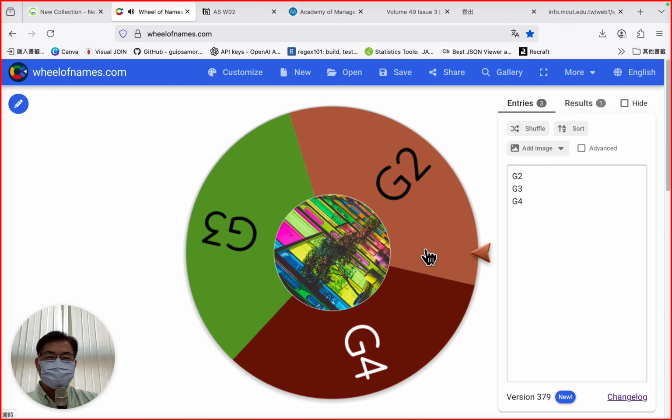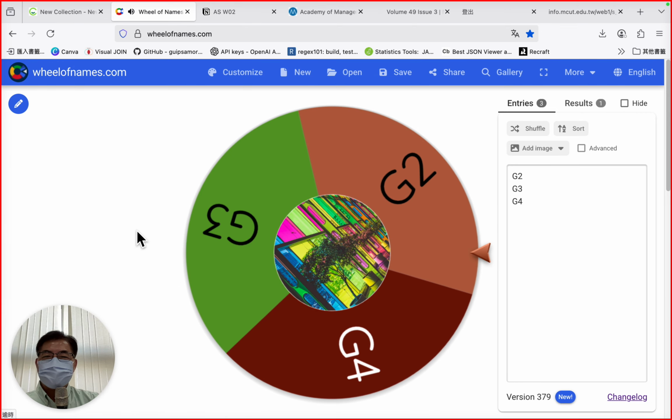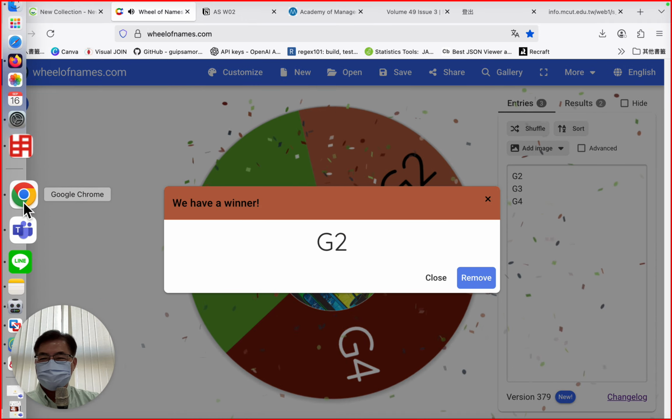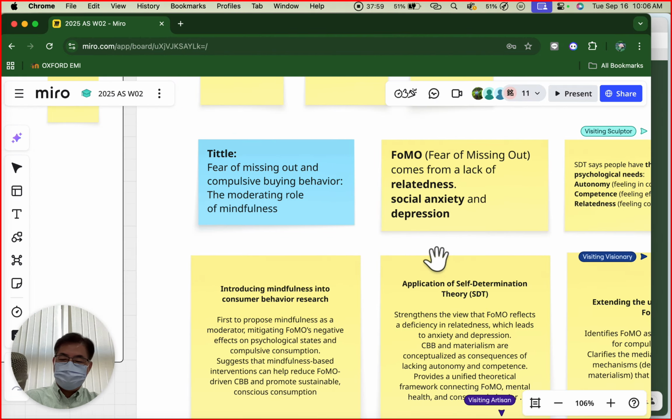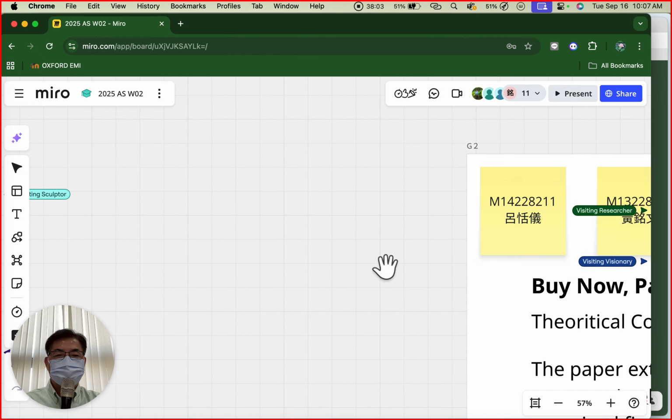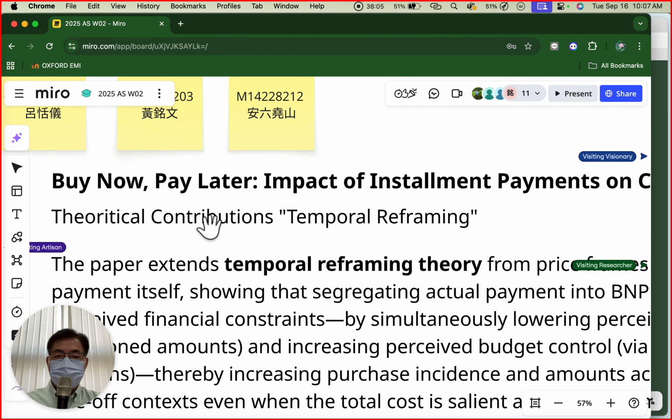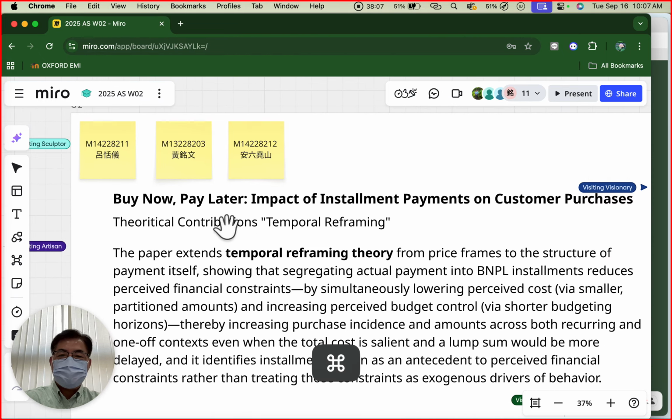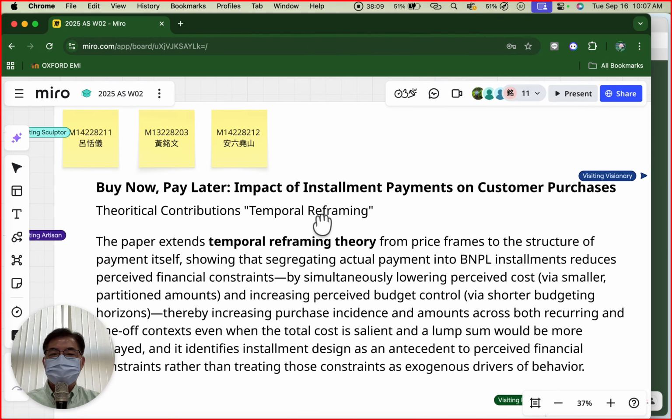Group 2, just the sequence. Okay. Group 2, just decide group 1, yeah, good. So, the group 2, please.